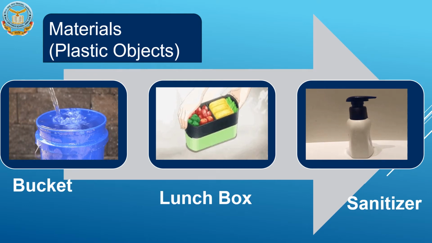If we wish to make a group of objects that are made of plastics, then buckets, lunch boxes, toys, water containers, pipes, sanitizers, and many such objects may find a place in this group. So we can say that there are a number of ways to group objects.